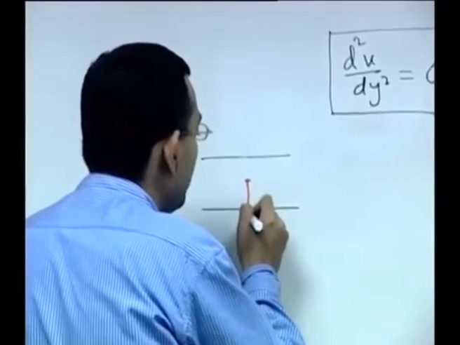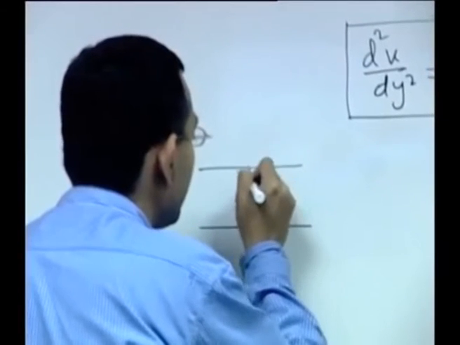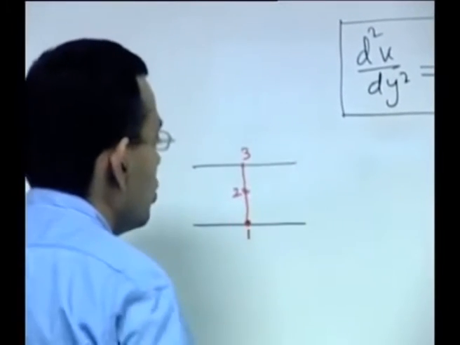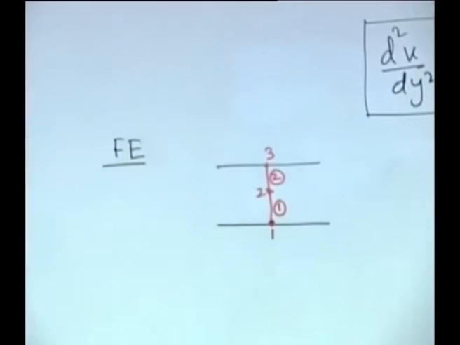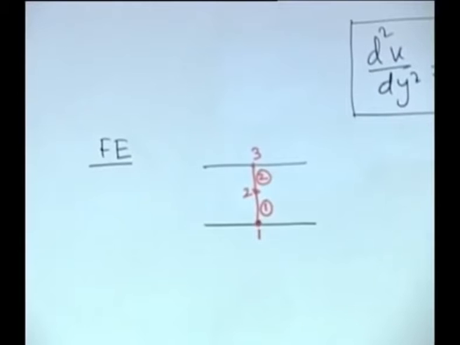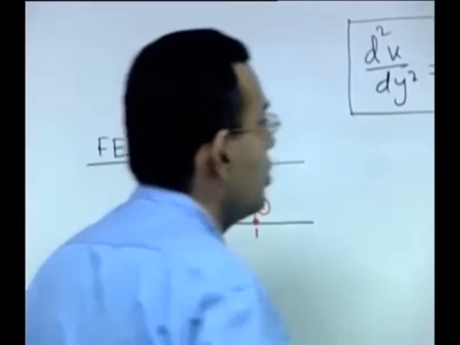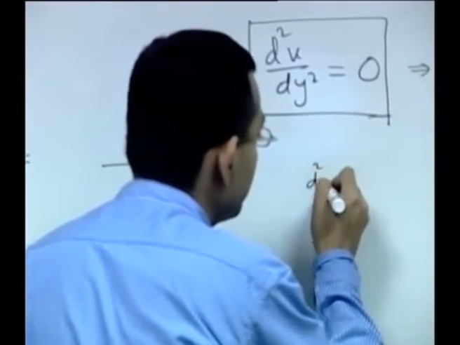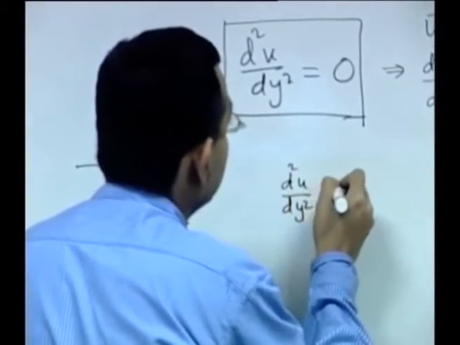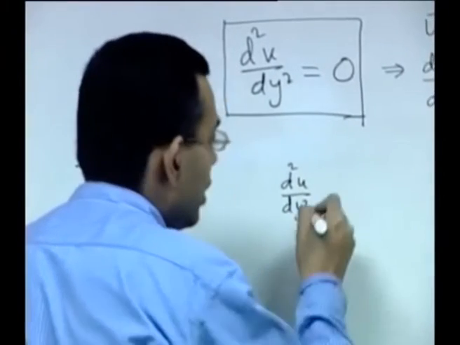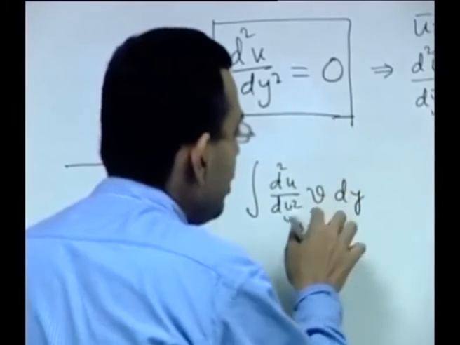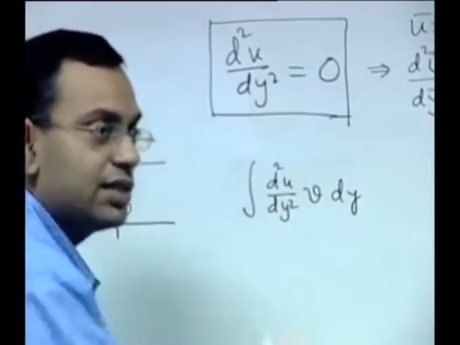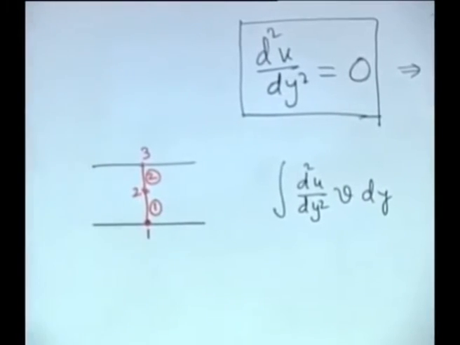So, let us give some numbers 1, 2 and 3. Element number 1 is 1 2, element number 2 is 2 3. So, for each element let us formulate the finite elements equation. So, what is the first step? You integrate it with respect to y after multiplying with a weighting function, let us say v is the weighting function, we are using Galerkin's method.